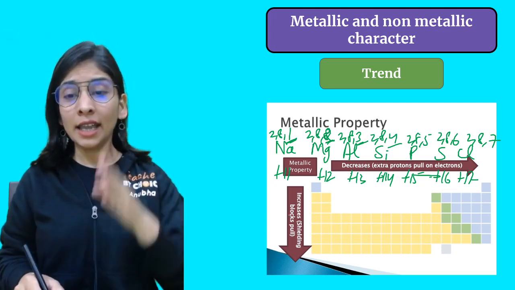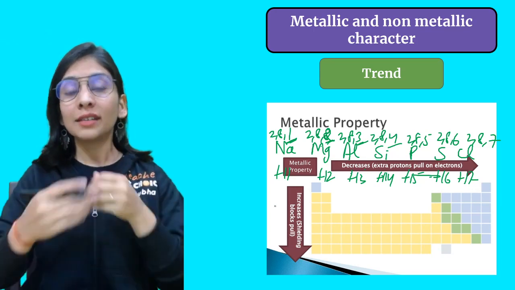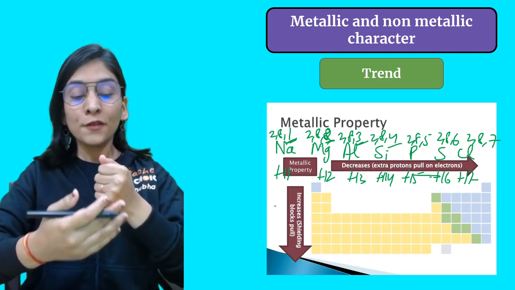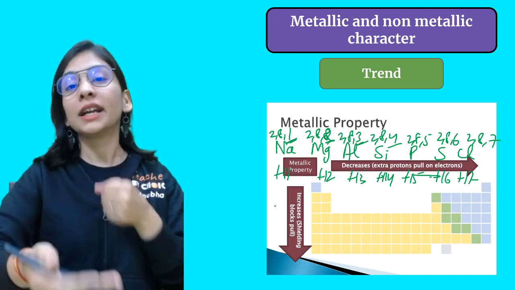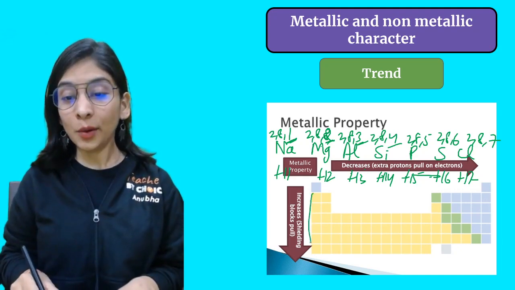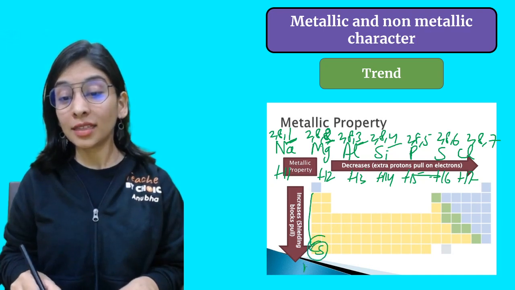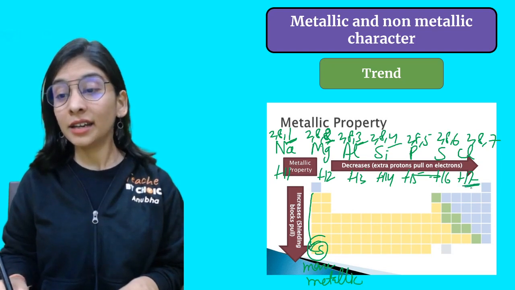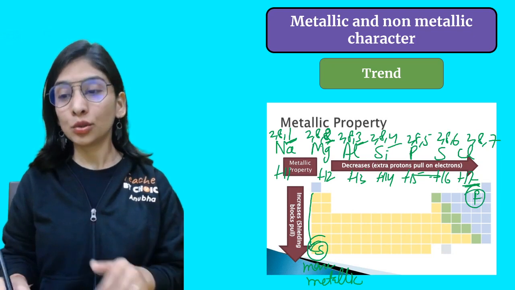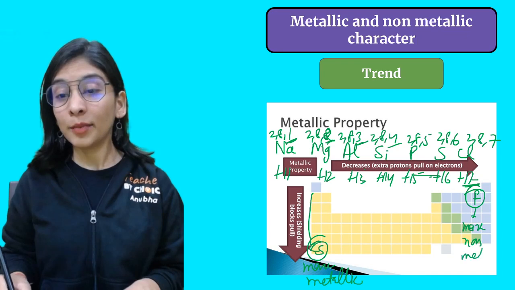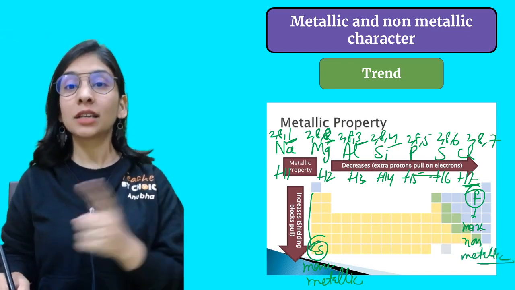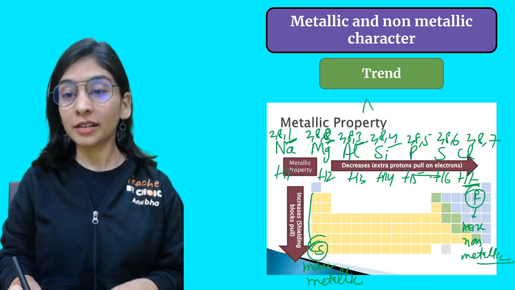On the other side, in a group, the number of shells increases, which means there is a fair distance between the nucleus and the last shell. So the tendency to lose the electron is somewhat increasing. So when I talk about cesium, it will be the one that's maximum metallic. And when I talk about fluorine in period 2, it is maximum non-metallic. Because if metallic character decreases, non-metallic character increases.